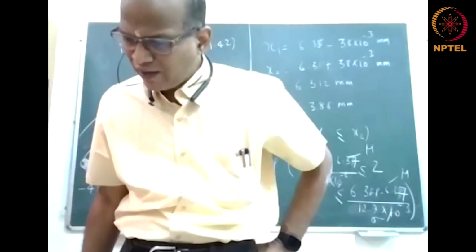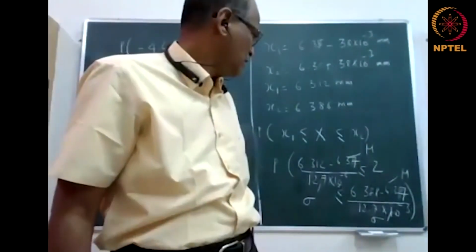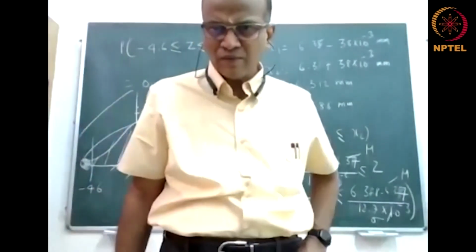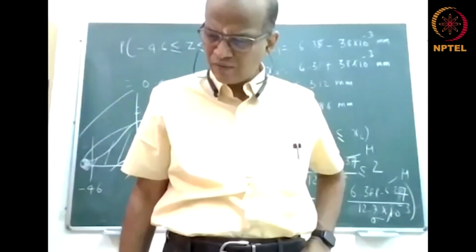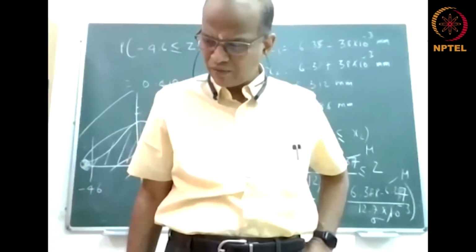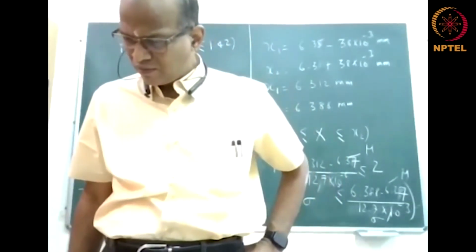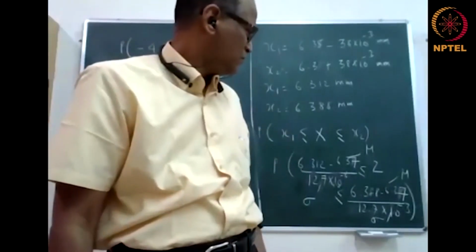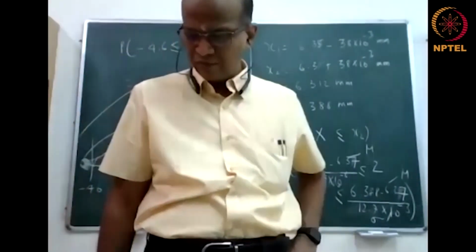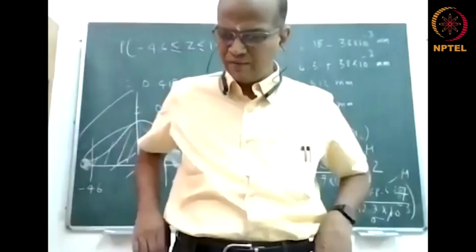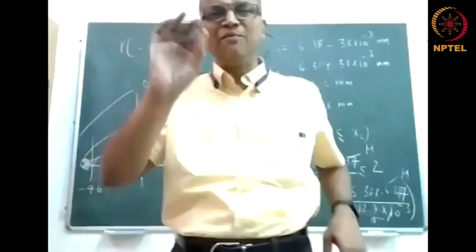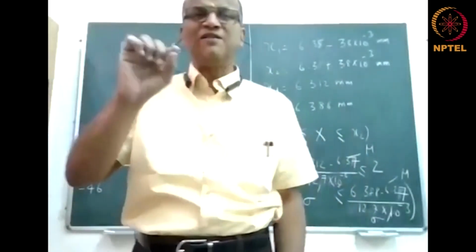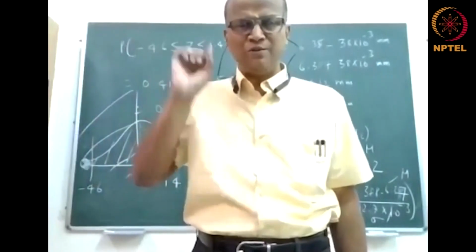X2 is 6.35. So x2 is 6.35. You have written in the order 6.35 plus 0.038 millimeter, or is it 6.35? No, wait. 6.37 is the mean of the distribution. And 12.7 micrometer is the sigma of the distribution.